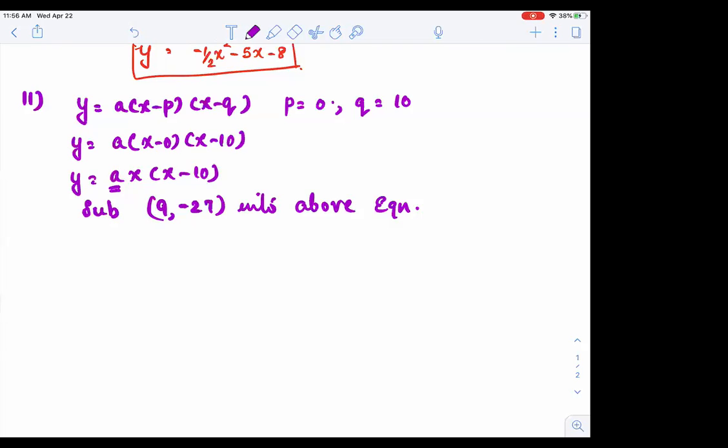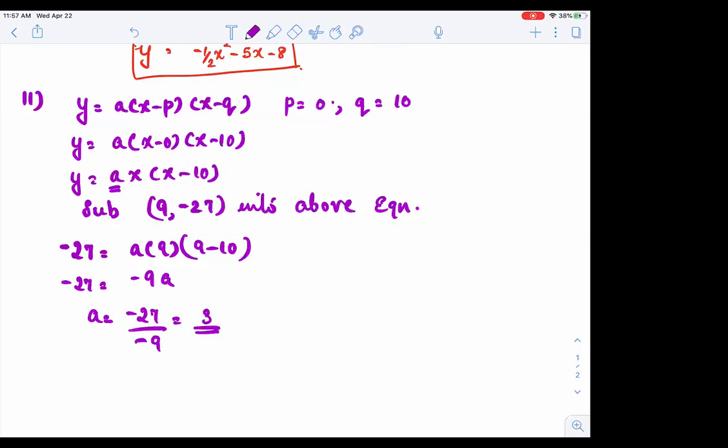Okay, are you all done with a is equal to 3? This is negative 27, a times 9 times (9 minus 10), correct? Yeah. Which is 9 minus 10 is negative 1. So this is negative 9a is equal to negative 27. So a is equal to negative 27 divided by negative 9. Yes, that's correct. a is equal to 3.